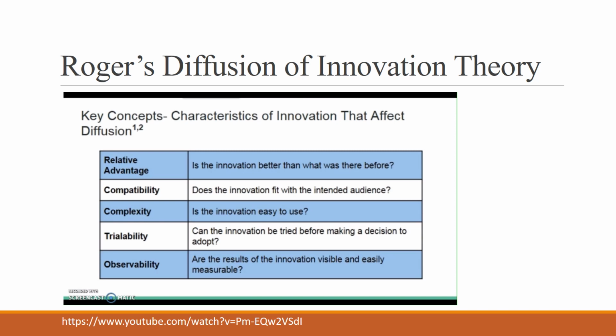So the characteristics of innovation that affect diffusion are relative advantage: it's seen as better than an idea, a product, or a program. Compatibility is how compatible it is with the intended users' values, their norms, their beliefs, and their perceived needs. Complexity is whether it is easy to use or understand. Trialability is whether intended users can experiment on a limited basis before the innovation is fully adopted. And observability is whether the benefits are easily identified and visible to others.